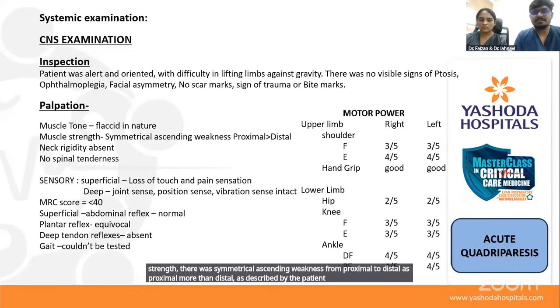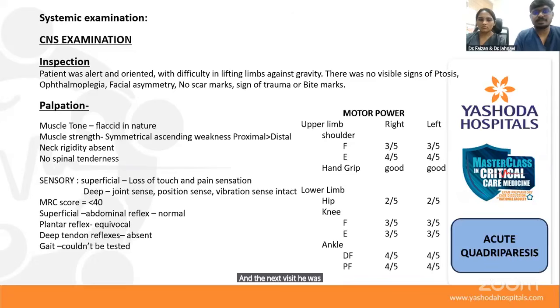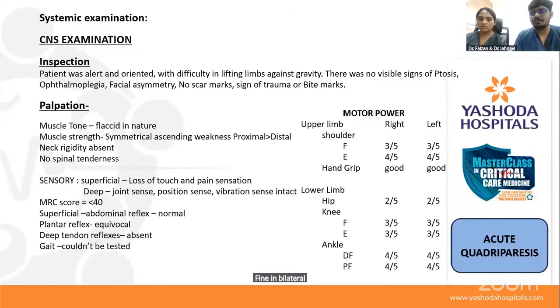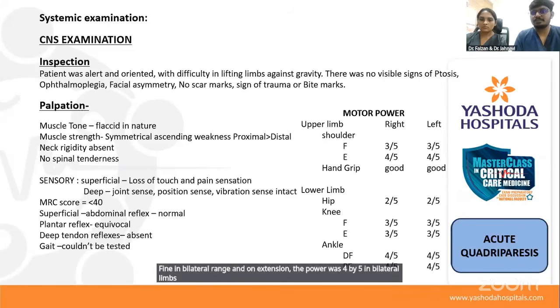Neck rigidity was absent, and there was no spinal tenderness. On assessment of motor power, the power of the shoulder on flexion was 5 in bilateral limbs, and on extension the power was 4 by 5 in bilateral limbs, and the hand grip of the patient was good.